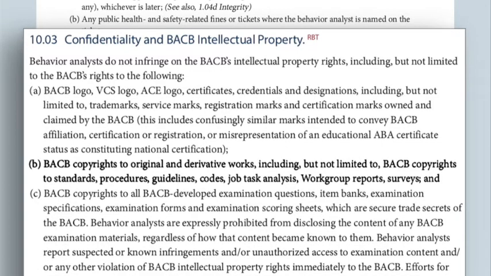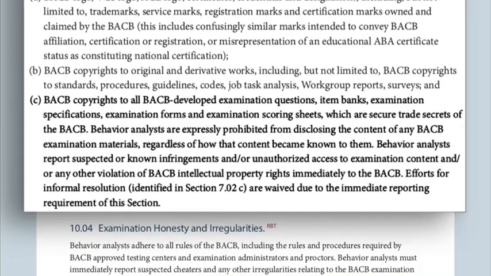B. BACB copyrights to original and derivative works, including, but not limited to, BACB copyrights to standards, procedures, guidelines, codes, job task analysis, work group reports, surveys, and C. BACB copyrights to all BACB developed examination questions, item banks, examination specifications, examination forms, and examination scoring sheets, which are secured trade secrets of the BACB. Behavior analysts are expressly prohibited from disclosing the content of any BACB examination materials, regardless of how that content became known to them. Behavior analysts report suspected or known infringements and/or unauthorized access to examination content and/or any other violation of BACB intellectual property rights immediately to the BACB. Efforts for informal resolution, identified in Section 7.02c, are waived due to the immediate reporting requirement of this section.